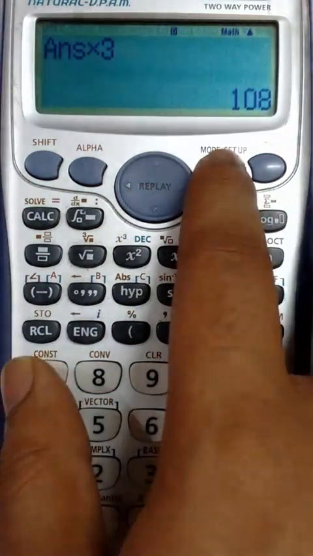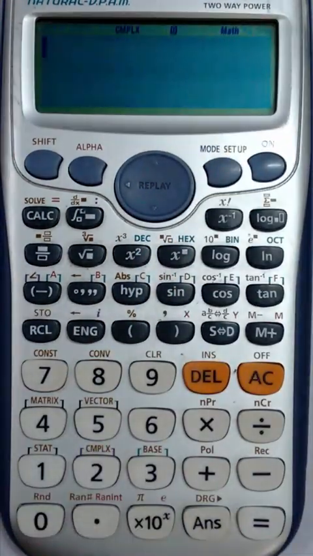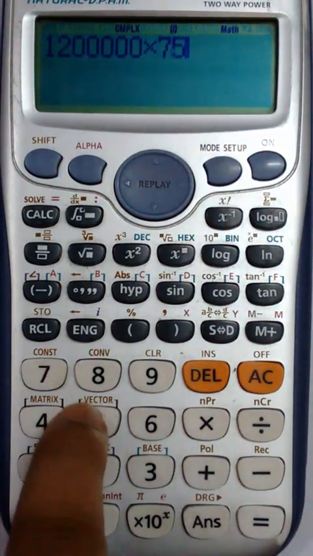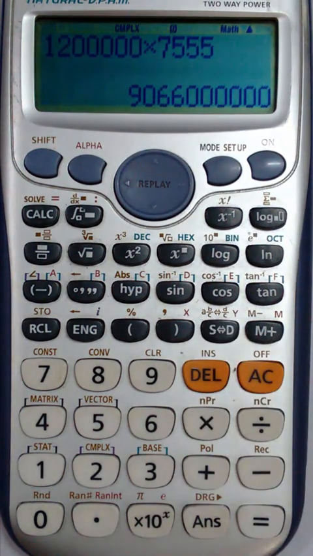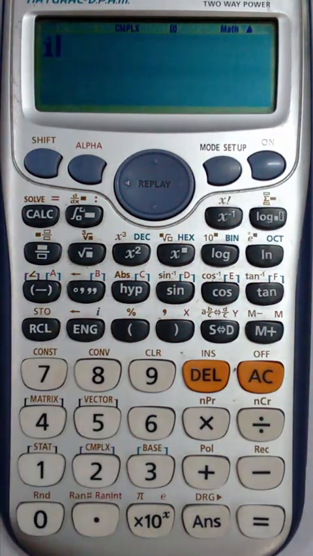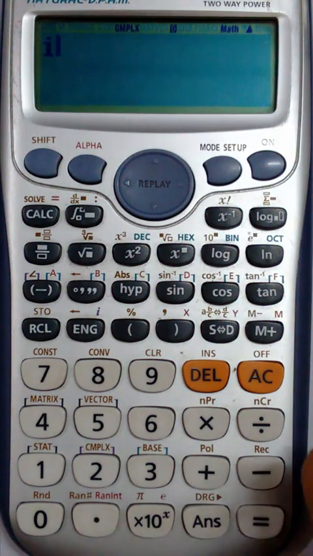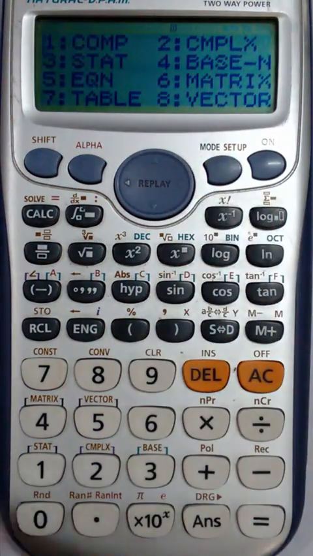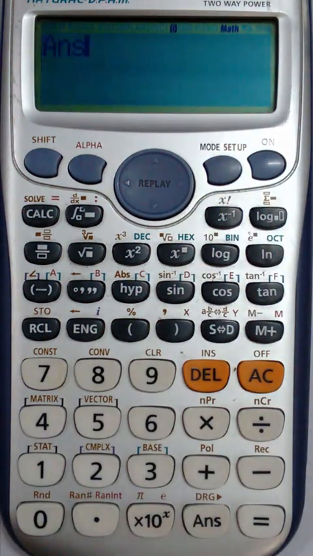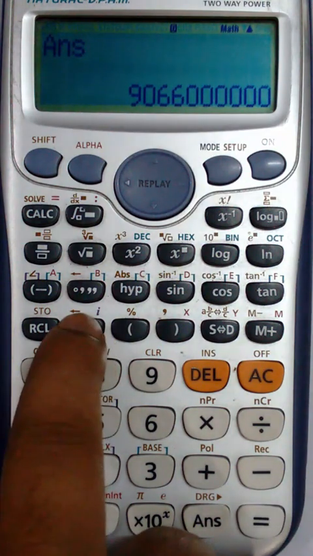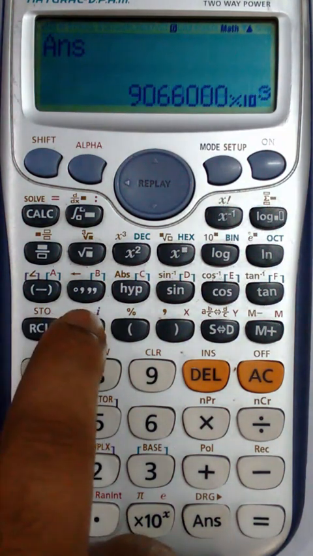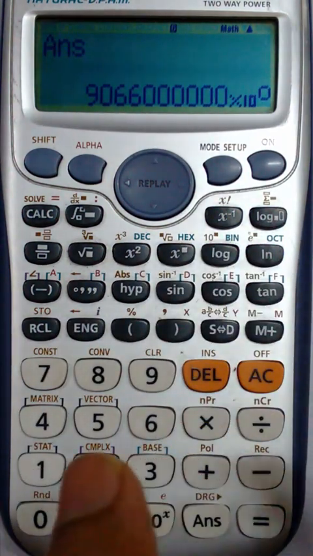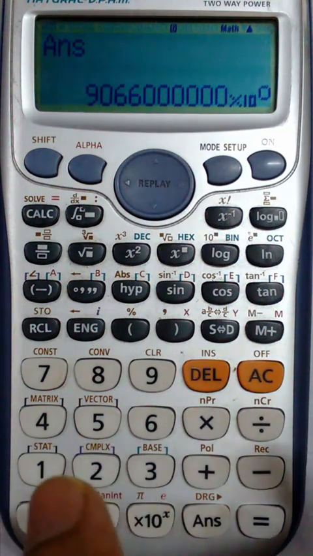I have an example regarding complex mode. Suppose I multiply by this term, then I got this result. If I use this function, it is not possible because it is in complex mode. So how to deal with it? Then I changed this mode, put Answer here and used ENG. In this way the answer value does not change and we can reuse it again by using Answer.